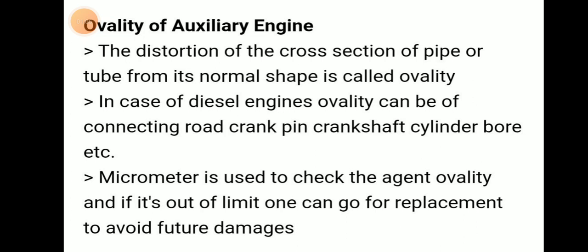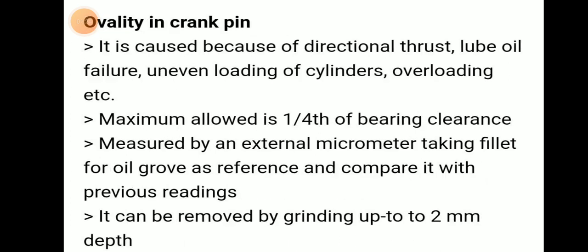Ovality of an auxiliary engine means distortion of the cross section of a pipe or tube from its normal shape. In a diesel engine, ovality can be of the connecting rod, crankpin, crankshaft, or cylinder bore, etc. A micrometer is used to check the ovality. If it is out of limit, one can go for replacement to avoid further damage.